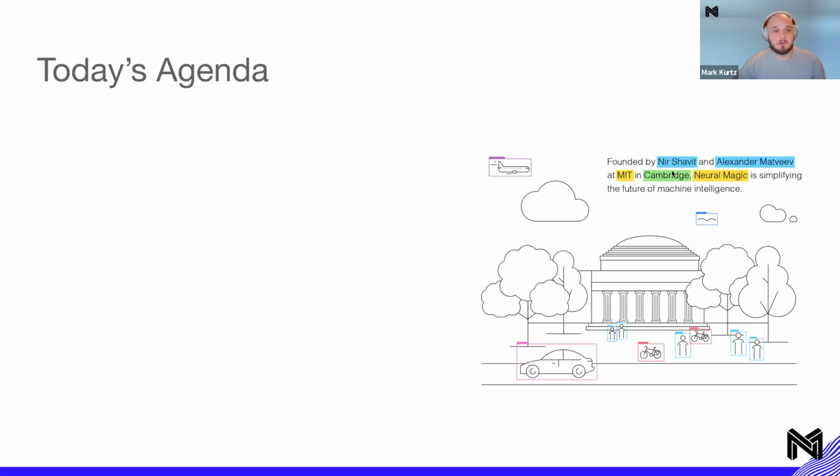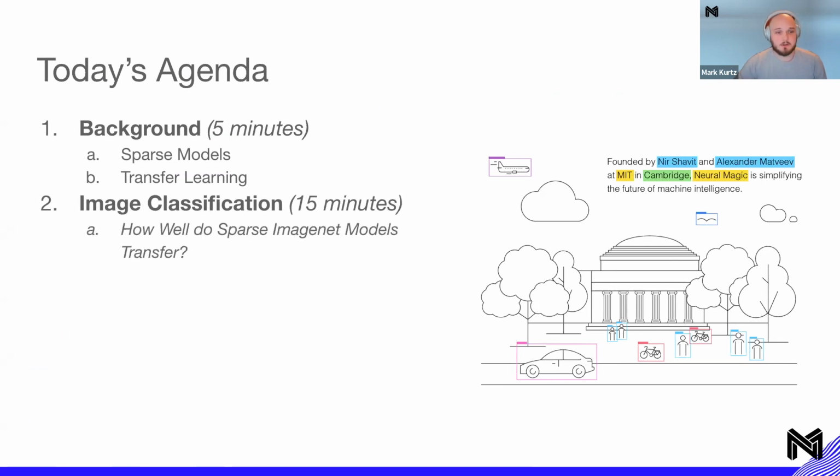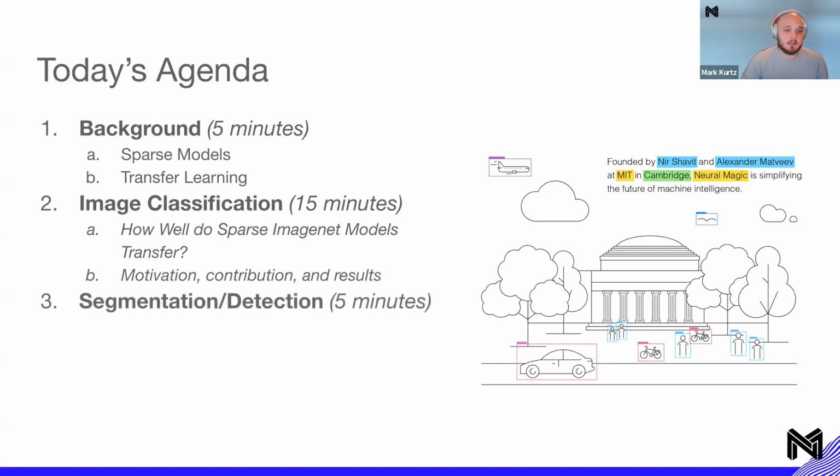So diving in, going through today's agenda, we'll start off with a little bit of background on sparse models and transfer learning, running through why they're important and overall what they are. That'll set us up to dive into the research that we've actually done internally at NeuralMagic and presented at CVPR, as well as EMNLP coming up. So we have image classification, specifically how well do sparse ImageNet models transfer, a paper that we had at CVPR. We'll run through the motivation, contribution, and results for that paper. Additionally, within that paper, we had segmentation and detection results, so we'll run through those as well.